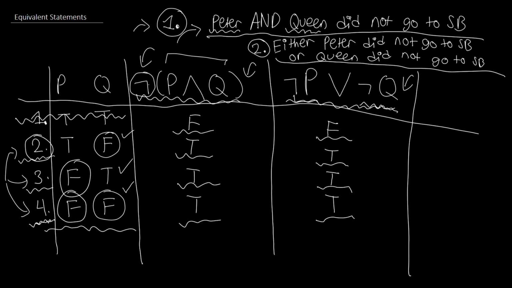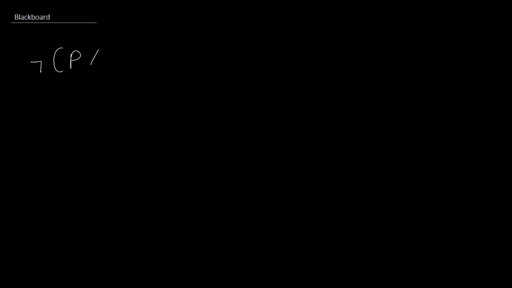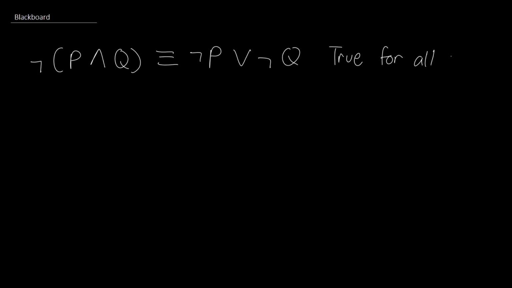So let's write this equivalence down. Not (P and Q) is equivalent to not P or not Q. And this is true for all P and Q. So whatever statement, whatever meaning you assign to them, it will be true, like I explained before. And like I said, we can use this to simplify statements.